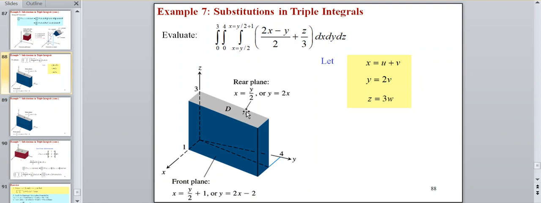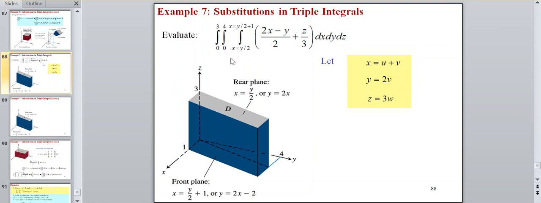Now if you take the image of D onto the YZ plane, it will be a rectangle. You can see y is from 0 to 4 and z is from 0 to 3. We are going to use this substitution to calculate this integral. Of course we substitute the values of x, y, z, so here we get a function of u, v, w, and we have to calculate the Jacobian. Then we have to see, under this substitution, what region G in the UVW space we have to integrate on.